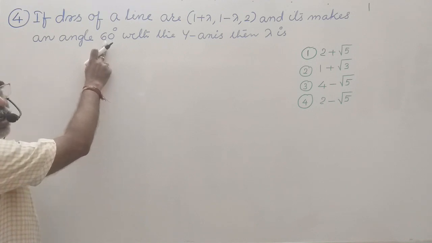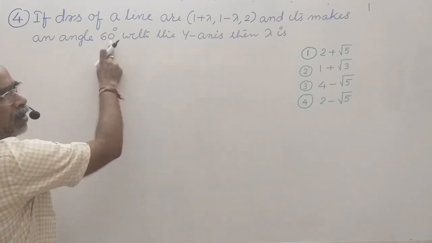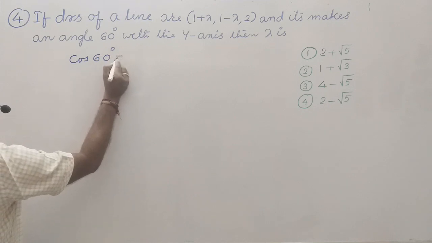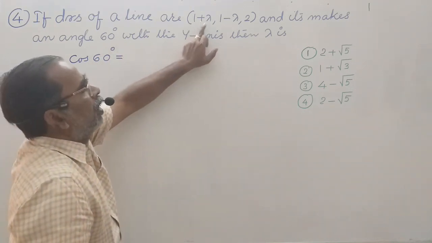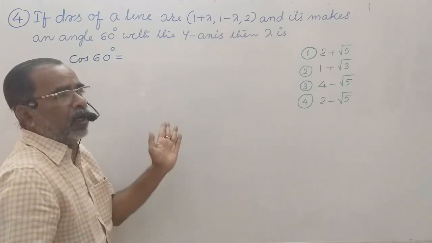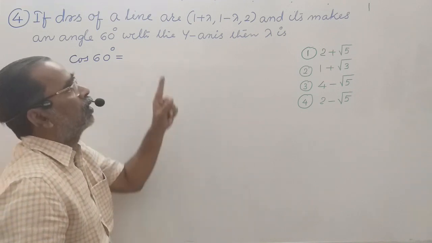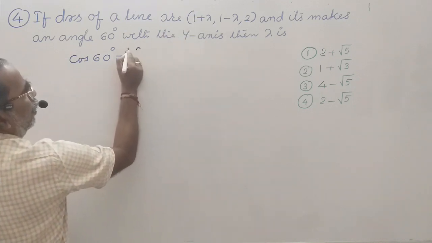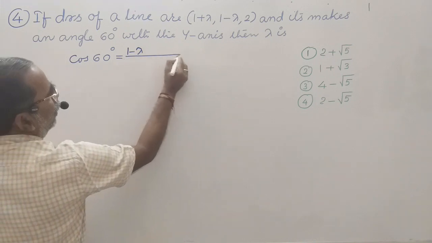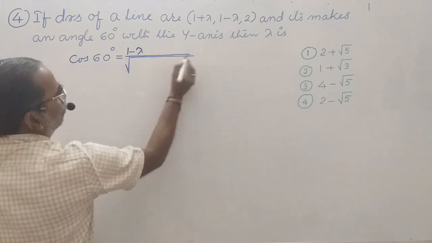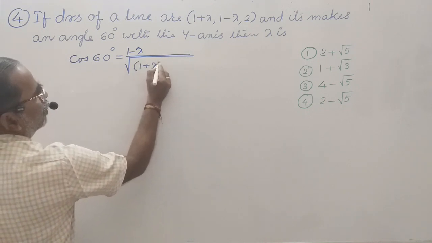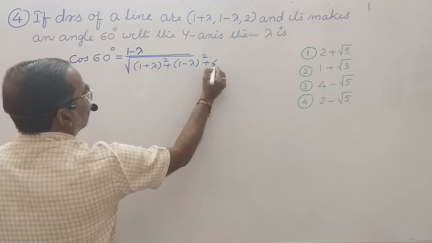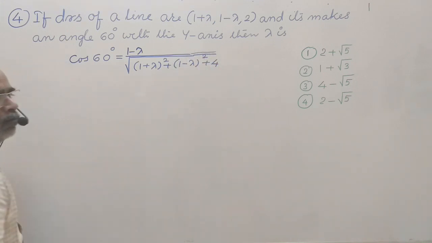In that, the angle beta, the angle made by the line with the y-axis, is given. Therefore, I will take cos beta. Here beta is 60. What is cos beta? L, M, N will be DCs, and they are also cos alpha, cos beta, cos gamma. That middle one will be the cos beta value. So if I write this, 1 minus lambda divided by root over (1 plus lambda) whole square, (1 minus lambda) whole square plus 4. So this is the cos beta value.